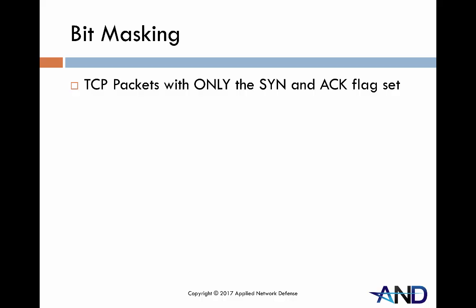The next filter I want you to be able to create is how to look for TCP packets with only a specific couple of flags set. And we did that earlier by looking at packets with only the SYN flag set. But what if we want to look at packets with the SYN and ACK flags set? And I want you to specifically do this using bit masking. It can be done another way, but I want you to try this using bit masking. So feel free to pause this and go ahead and try it yourself. But otherwise, I'm going to go ahead and go through the example here.